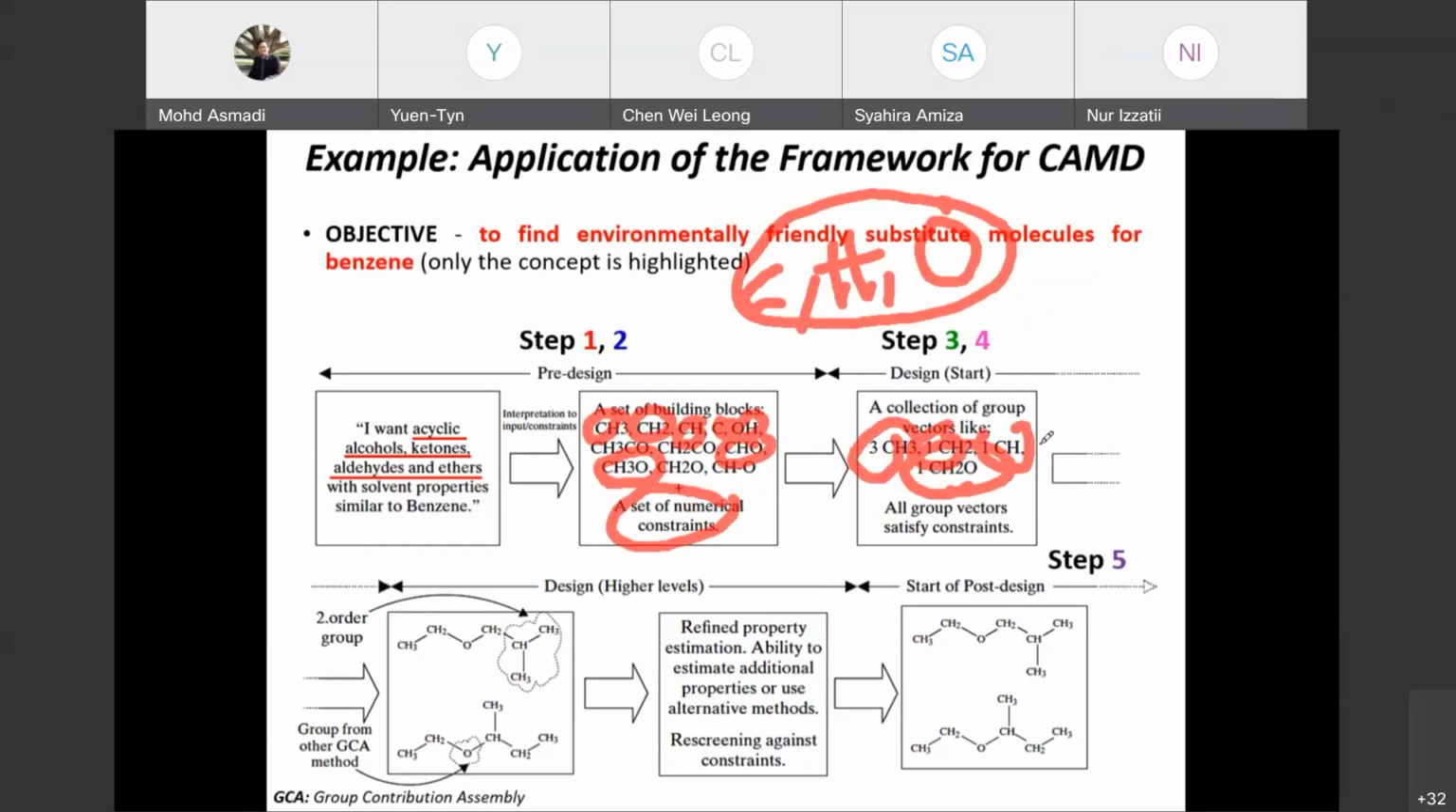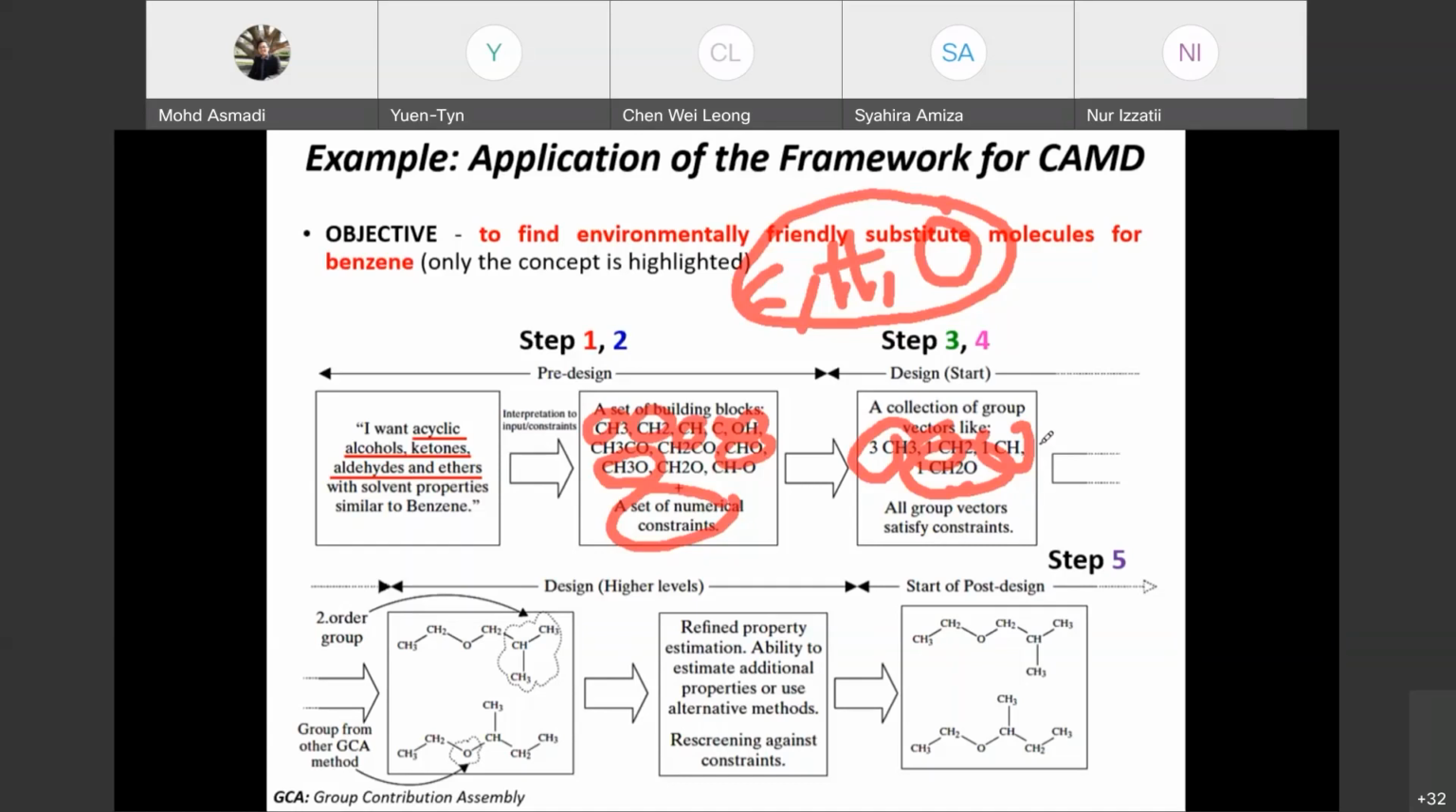Constraint is the boundary, meaning how many, for example, if you want to design propane, how many CH3? CH3, CH2, CH3, propane. If there is alcohol, propanol, CH3, CH2, CH2, OH, meaning one CH3, two CH2, and then one OH.